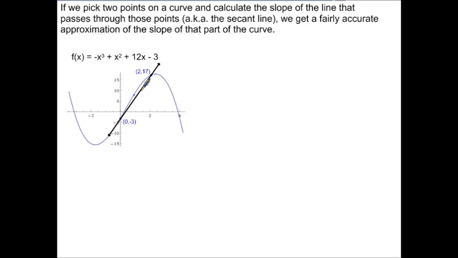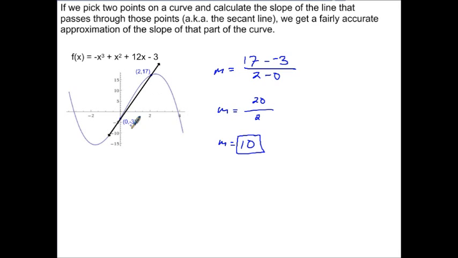So here it is. Just picking those 2 points and drawing a line between them, let's go. So 17 minus negative 3 over 2 minus 0. With a little bit of work here, I get 20 over 2, so my slope ends up being 10, at least for that line. And again, the curve is going to be pretty close to that, at least between these 2 points.